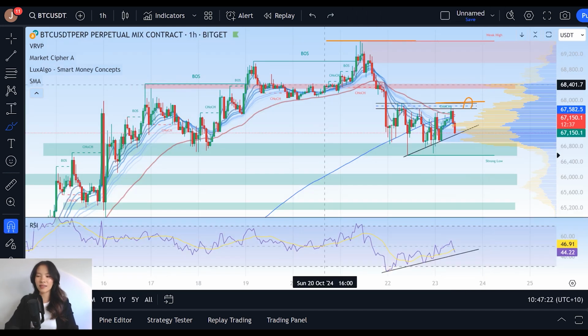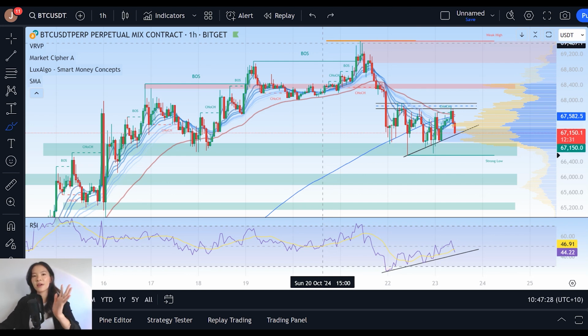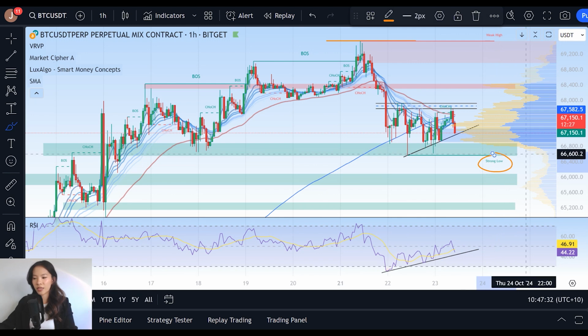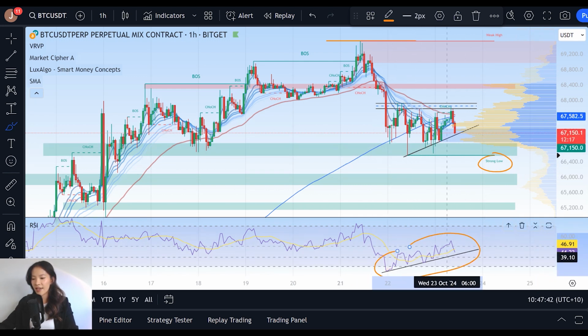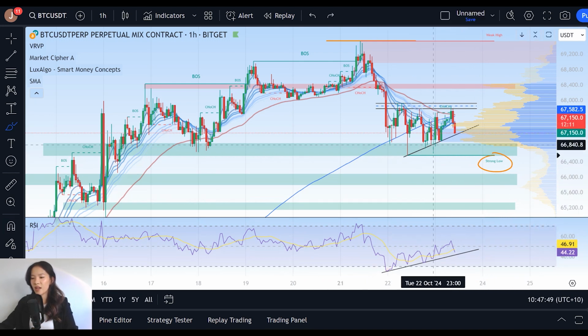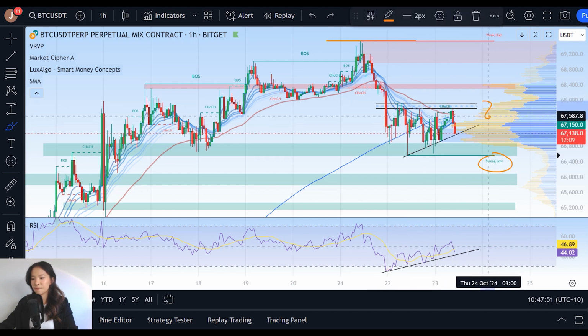Conversely, in the more unlikely scenario that we do end up breaking down from this ascending triangle formation, we're going to see that bearish continuation when we close below our strong low here at $66.5 thousand. So one of the indicators that we have for that potential breakdown is over here in the RSI. So we've got our corresponding RSI uptrend right over here. And if we see a breakdown of that, that is one of the early warning signs. It's not confirmation just yet, but it's the early warning sign that we're losing our structure here.